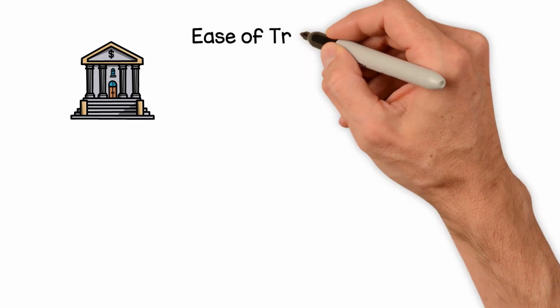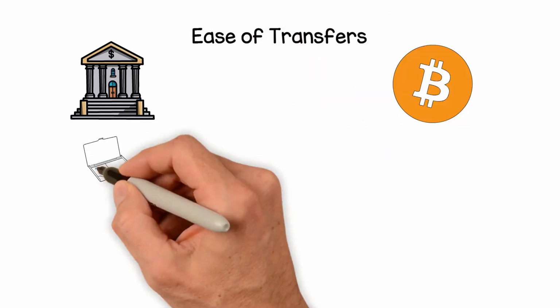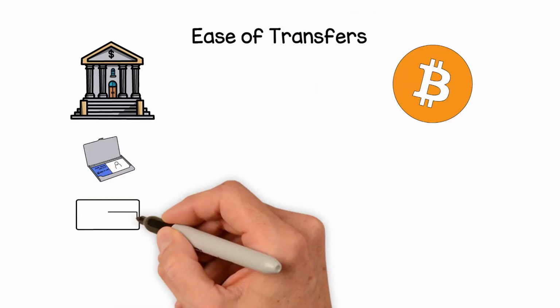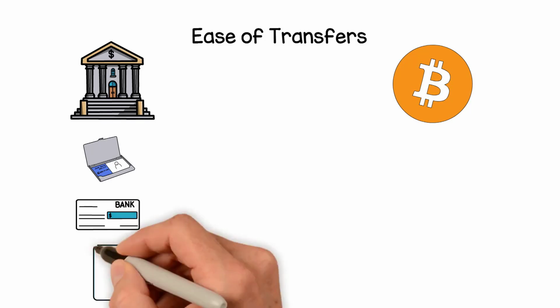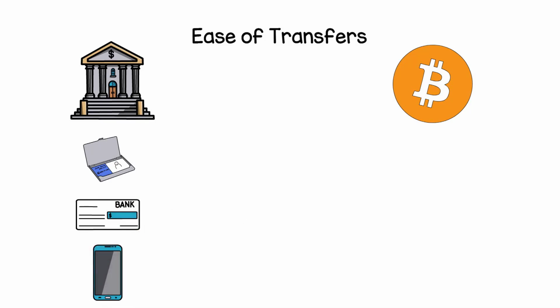Ease of transfers. Government-issued identification, a bank account, and a mobile phone are the minimum requirements for digital transfers. For Bitcoin, an internet connection and a mobile phone are the minimum requirements.